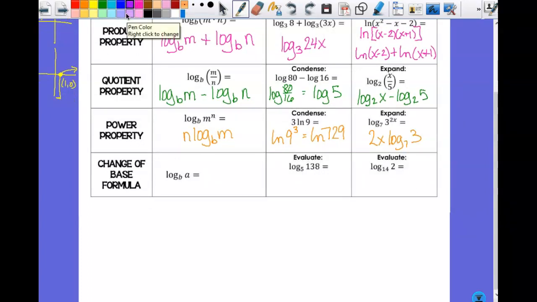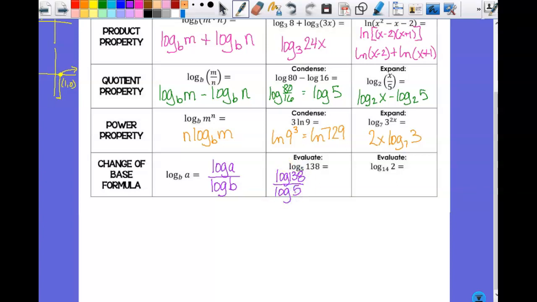So then the change of base formula. That was actually from yesterday, but it's still something we need to know, so it's kind of all together. This becomes log of a over log of b. So to evaluate these, we'd get log of 138 over log of 5.